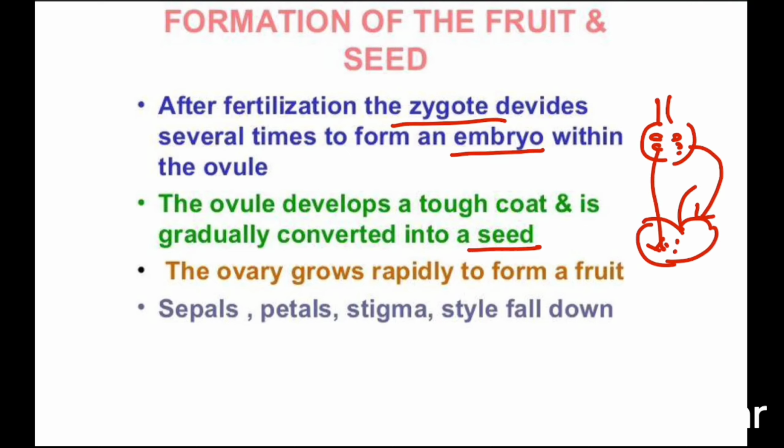But in case of apple, there is a slight difference. In higher class, you can learn that it is a false fruit. I am not going into detail of that. Just understand the ovule will develop into a seed, and the ovary will be converted into a fruit, right? So the ovary grows rapidly to form a fruit, and the non-essential parts, that's actually the sepals, petals and all other parts, after the fertilization there is no use of those, so they will fall down.